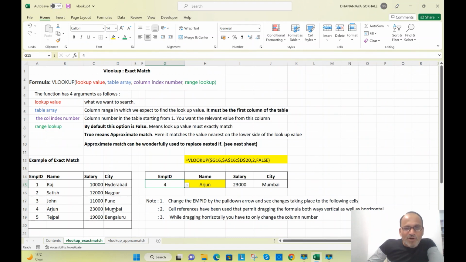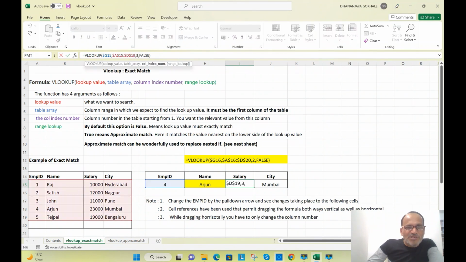The column number. Where the name was given in column number 2, in the case of salary, it would be given in column number 3. So we have to just change the column number. See, the employee ID is the same. The table where all answers are given is also the same. Only the column number has been changed. Otherwise, the formula is exactly the same.